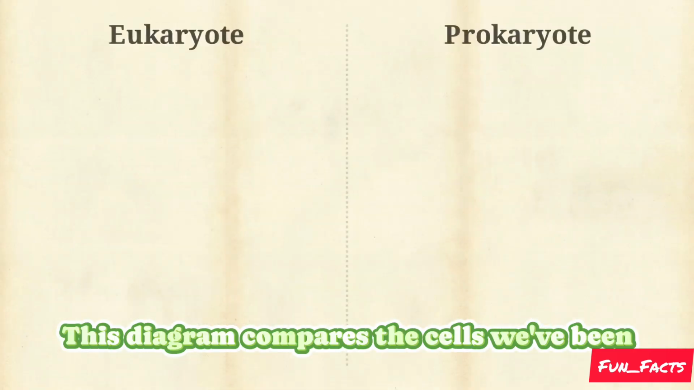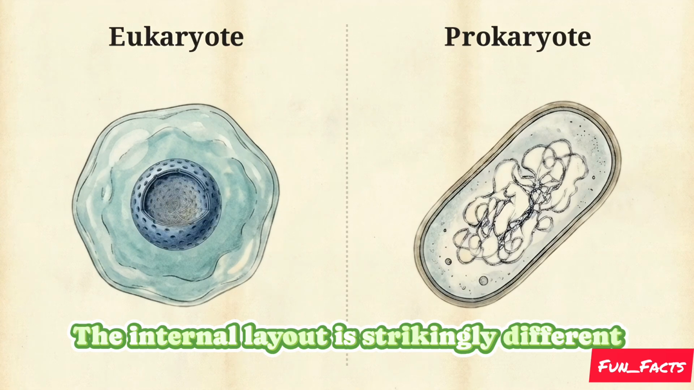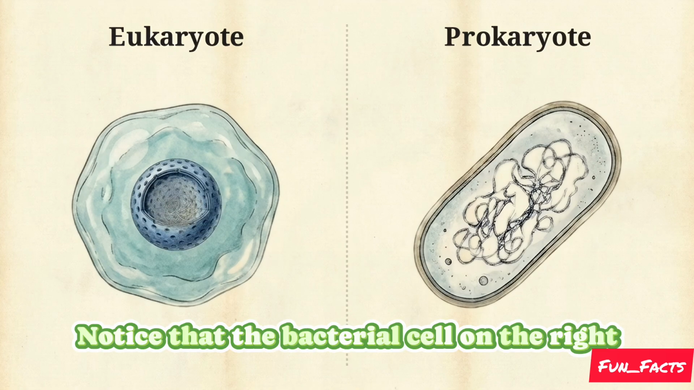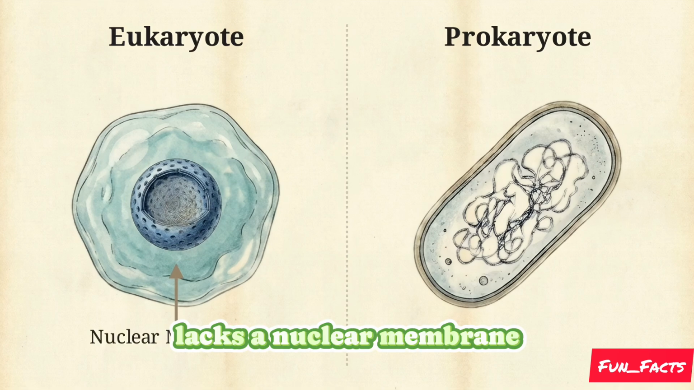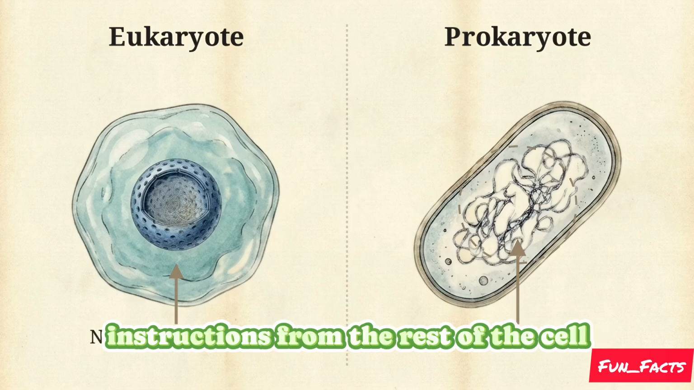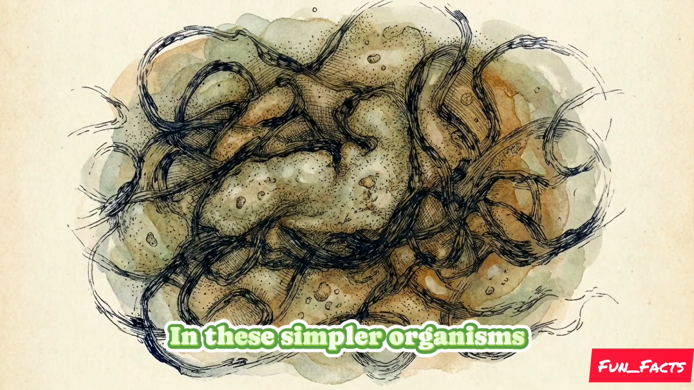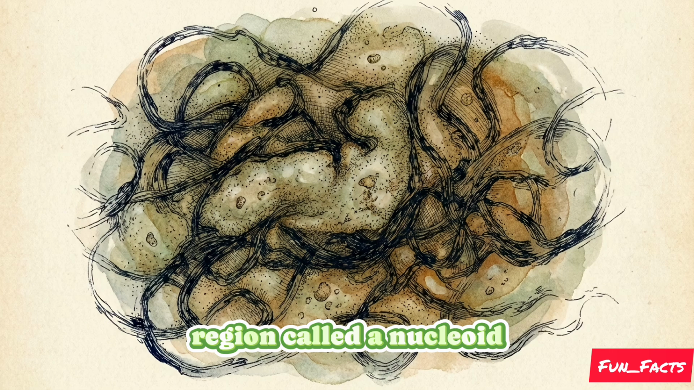This diagram compares the cells we've been looking at to a common bacterium. The internal layout is strikingly different. Notice that the bacterial cell on the right lacks a nuclear membrane. There is no physical wall separating its instructions from the rest of the cell. In these simpler organisms, the genetic material sits in an undefined region called a nucleoid.